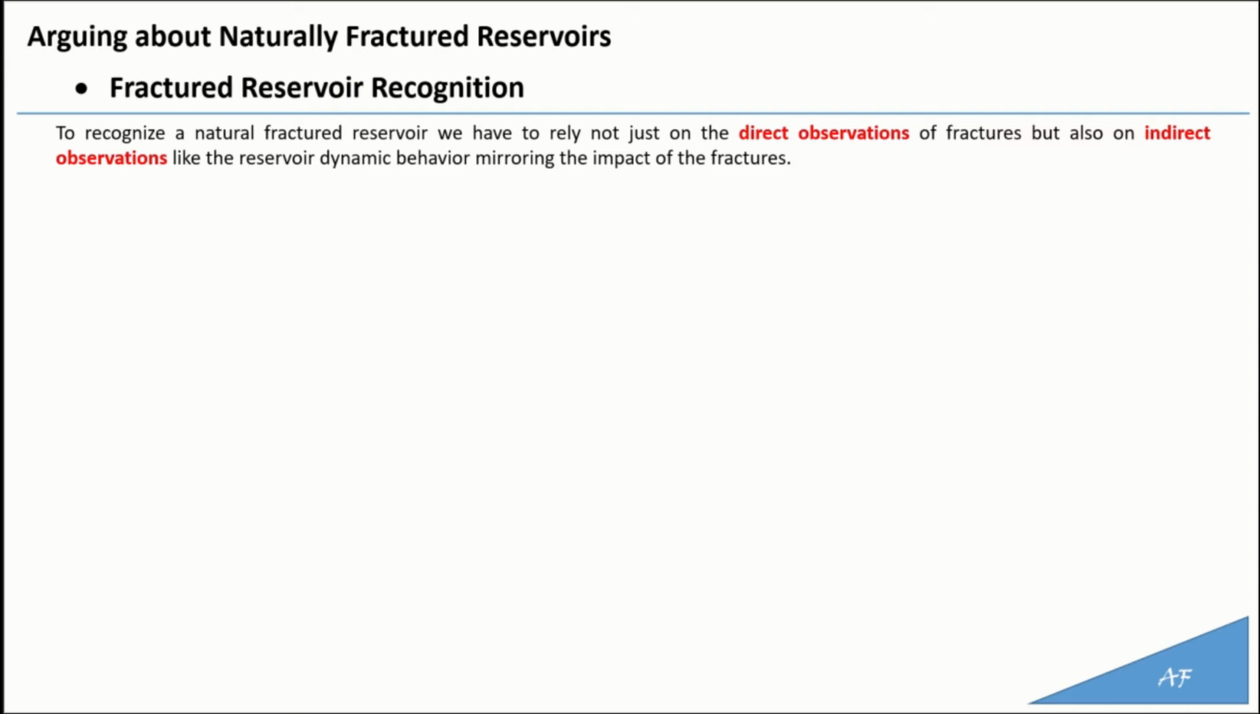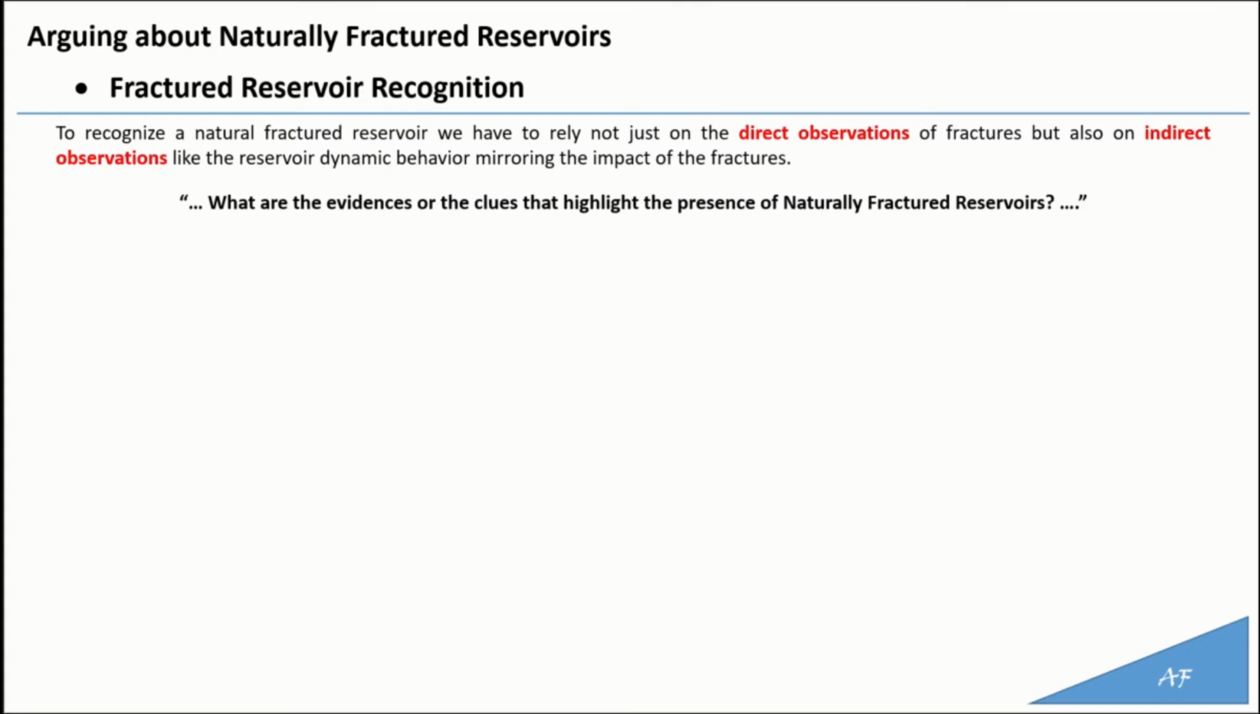Therefore, the presence of fractures in a reservoir is just a part of the story, and we cannot take for granted that we are dealing with a fractured reservoir. In fact, to recognize a naturally fractured reservoir, we have to rely not just on the direct observation of fractures, but also on the indirect observation as inferable from the dynamic behaviors that mirror the actual impact of the fractures at a larger scale, at a reservoir scale.